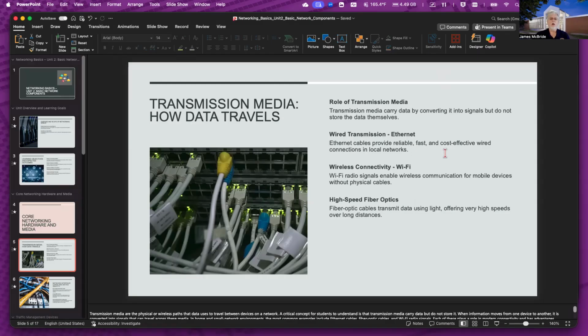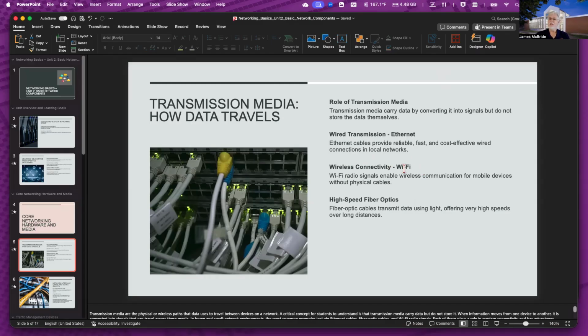It's fast, it's cost effective, but it's usually just for local networks. The communication length is about 325 feet, about 200 meters. That's how far the signal is going to go with Ethernet. But it's very, very fast. It's much faster than Wi-Fi, actually.